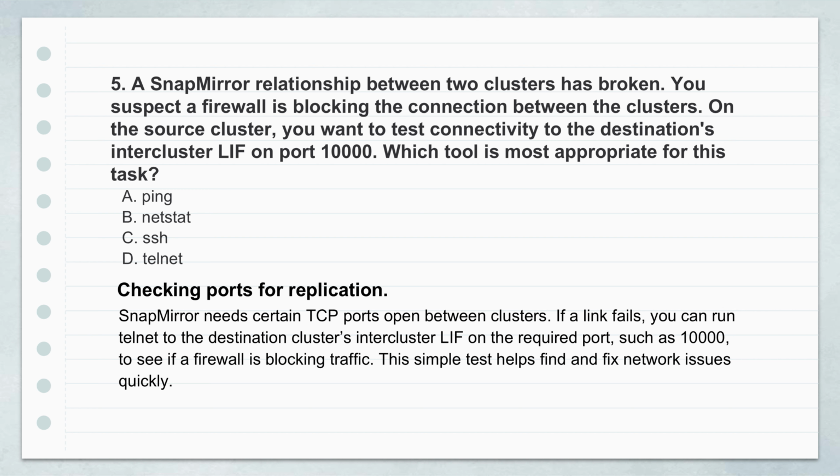Even with the best systems, network problems pop up, and you need the right tool for that specific job. Let's say a SnapMirror relationship, which is critical for replicating data, has unexpectedly broken between two clusters. The administrator thinks maybe a firewall is blocking the connection between them. A common issue. So, on the source cluster, they need to test connectivity to the destination's intercluster LIF, that's its network interface, but on a very specific network port, 10000. Which tool is the most appropriate for this very specific check?